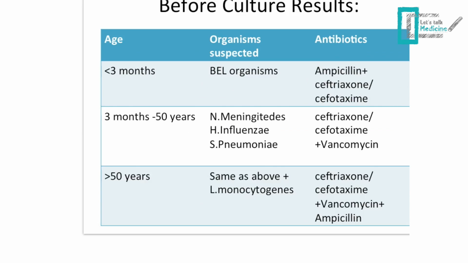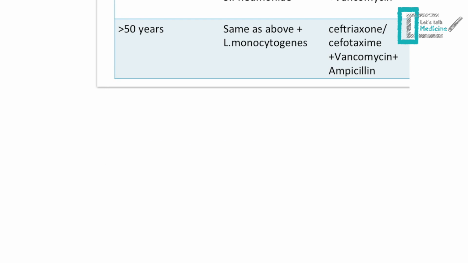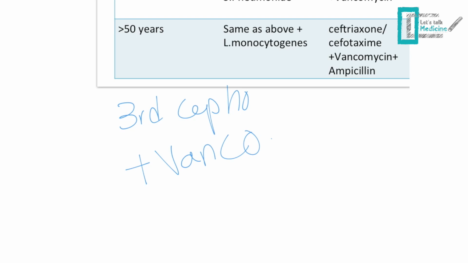Let's say here that we have a summary in this table. You start with a third generation cephalosporin. For example, you can start with ceftriaxone, or cefotaxime. Another thing is that you can add vancomycin if you suspect Streptococcus pneumoniae.